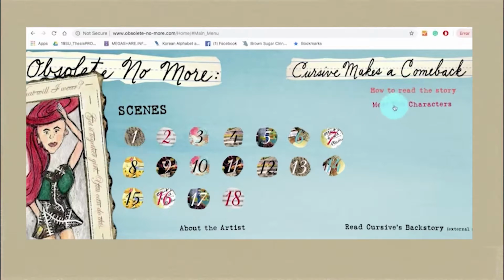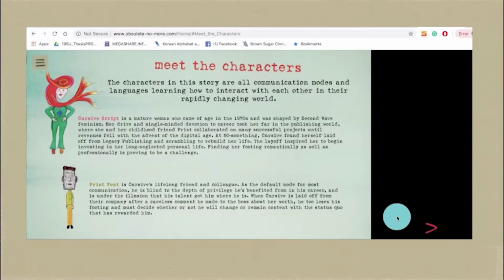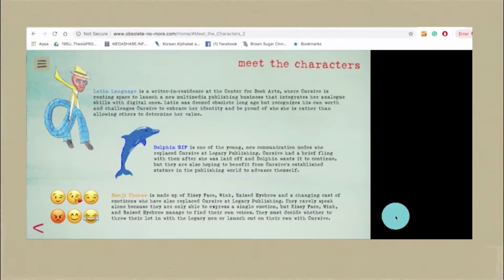anthropomorphized communications modes. You'll notice that Cursive is represented by the C of her hair, while print is a P when turned sideways. Latin is an L. Dolphin is pixelated to represent the fact that he's a digital native, as are the emojis, who are Adobe fonts.